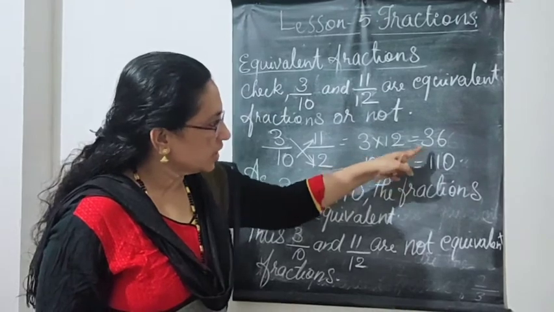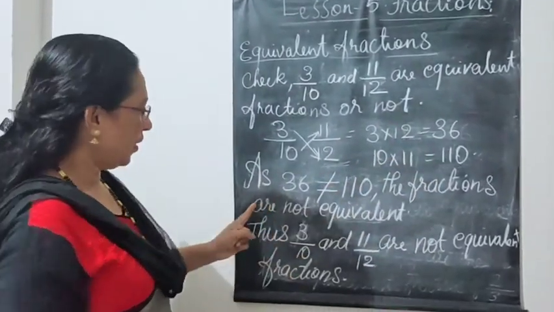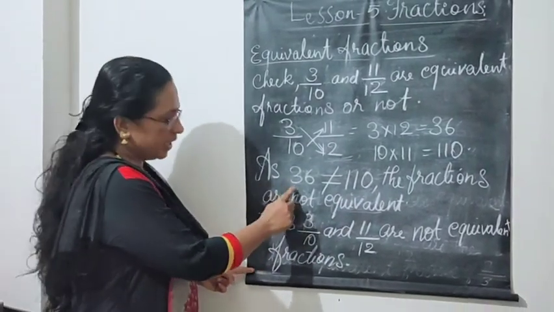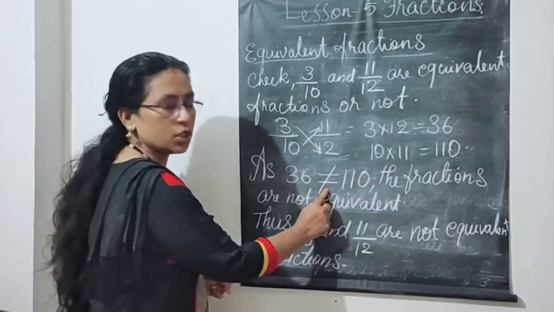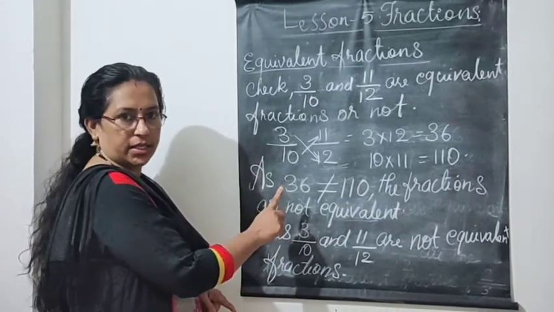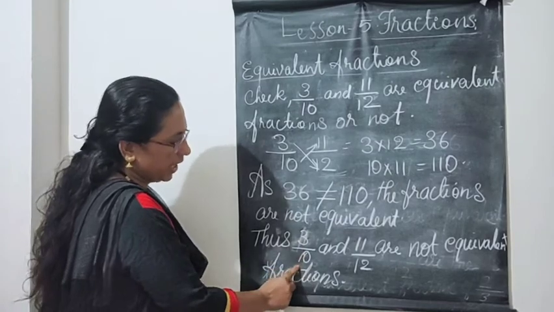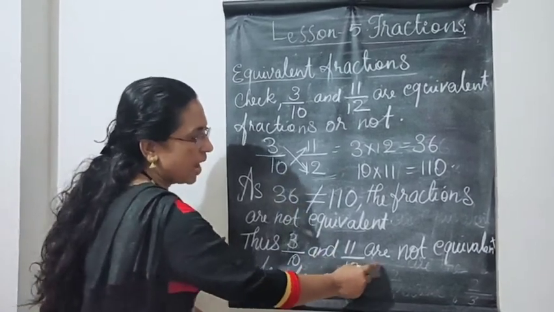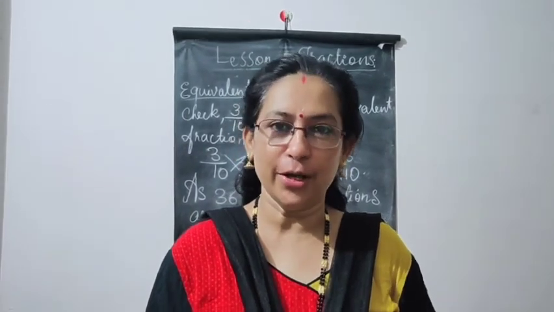Is it the same? Is 36 equal to 110? No, it is not equal. So we have to write 36 is not equal to 110. This symbol is not equal to. The fractions are not equivalent. Then finally we have to write, thus 3/10 and 11/12 are not equivalent fractions. Okay? Students, for clearing the concept of equivalent fractions, let us watch one video.